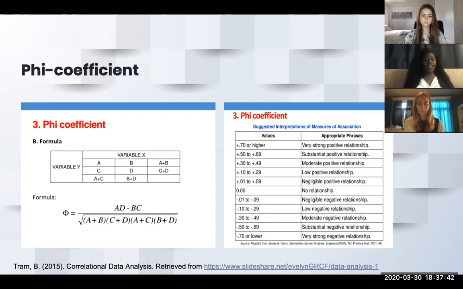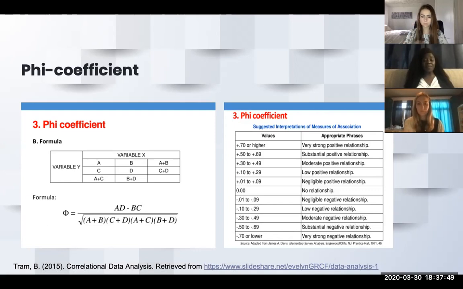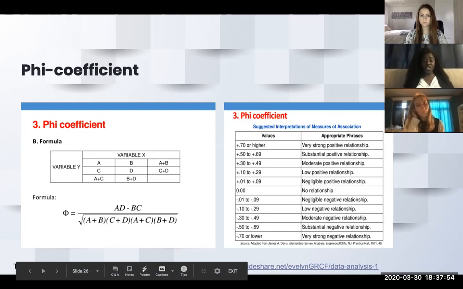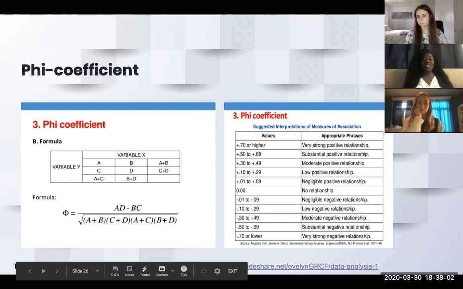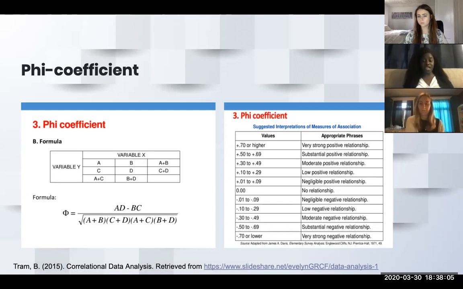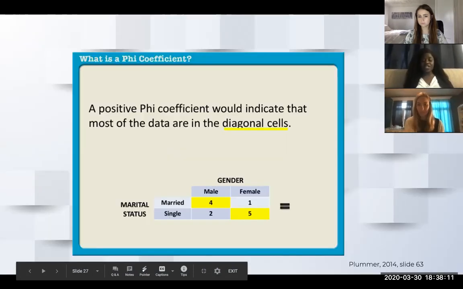On the other side of that chart, we see the values that can be assigned to a phi coefficient. 0 means that there is no relationship between the variables, and 1 means that there's a perfect positive relationship, while -1 means that there's a perfect negative relationship. And I have a few slides just to show you a quick example of that.